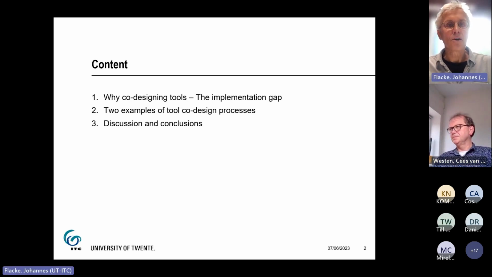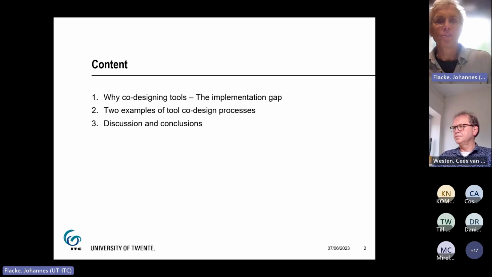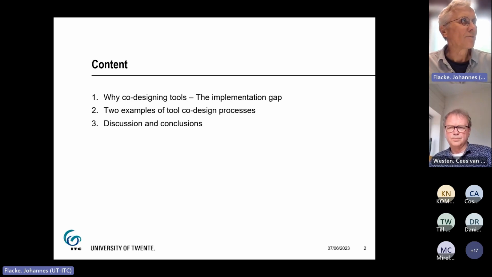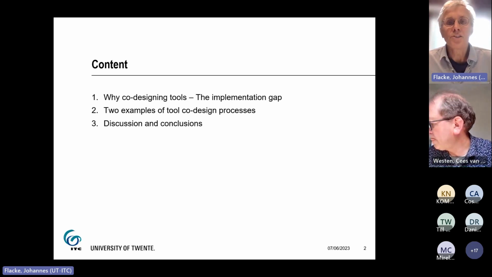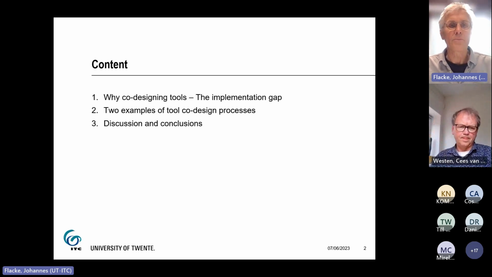So this is an overview of my talk. I would like to discuss first, a bit more conceptually and also theoretically, why co-designing tools. Why do we talk about co-design since a couple of years? And that has, in my view, very much to do with a concept that has been around for a couple of years, what we call the implementation gap. And I'll be explaining in a minute what I mean with that.